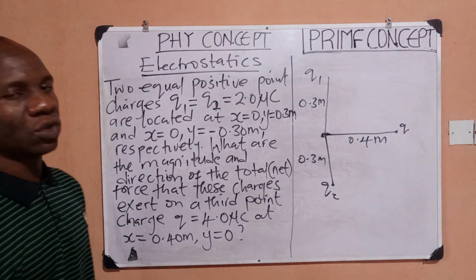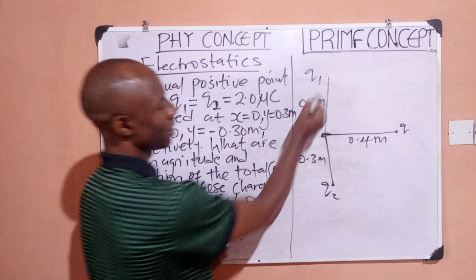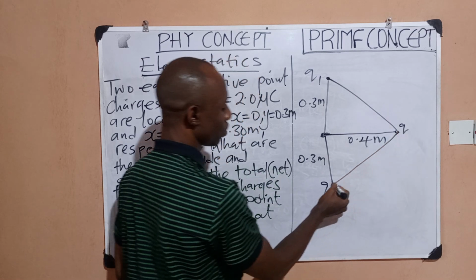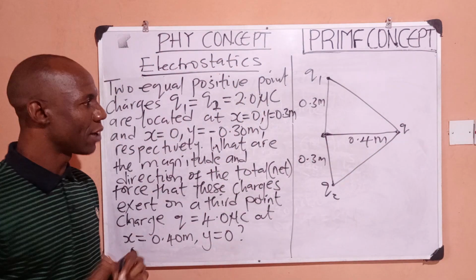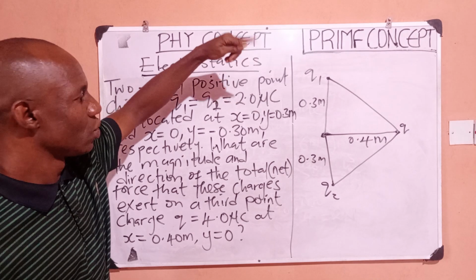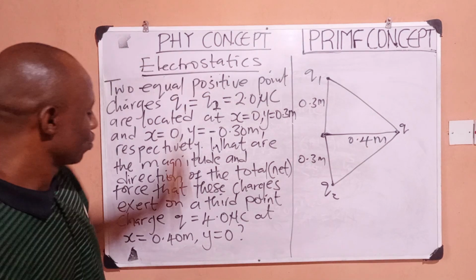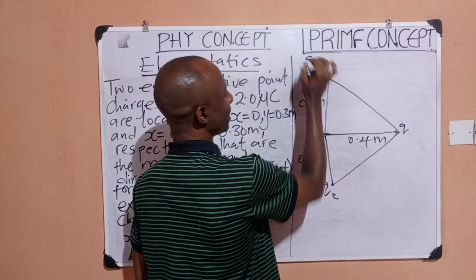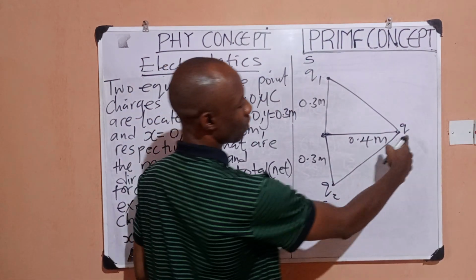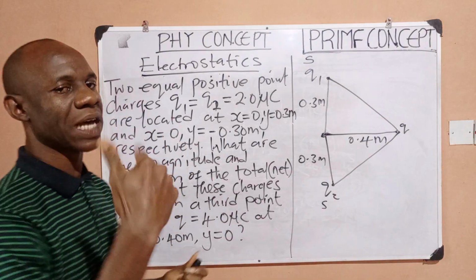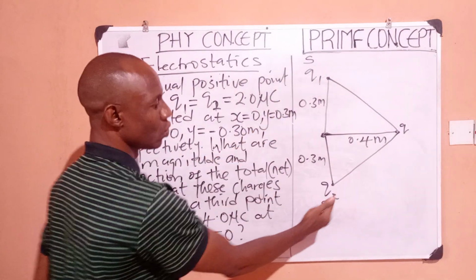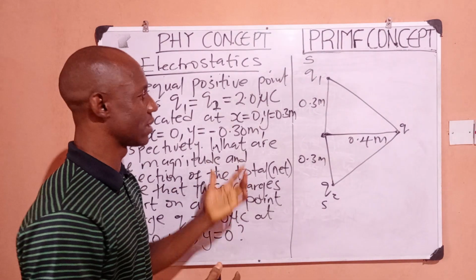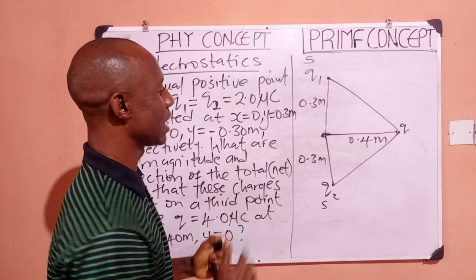So the next thing you want to do is to quickly join these charges. So I'm going to join Q1 to Q, and I'm going to join Q2 to Q. Now, from the question, you would notice that Q1, Q2, and Q are all positive charges. So watch. Q1 is our source, Q2 is our source, while Q is our test charge, because we're trying to find the force that Q1 and Q2 would exert on Q. So the ones exerting the force are your sources. I've mentioned that over and over in our videos.